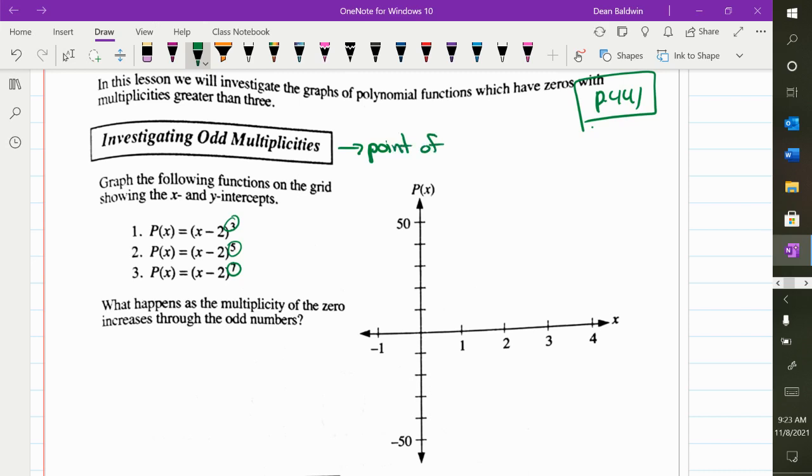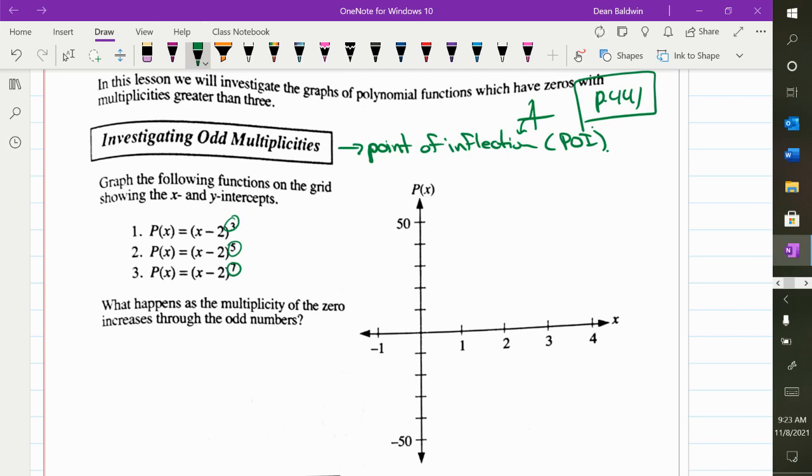Point of inflection, the POI. All right? It's those things that look like this, come up, and they sort of flatten out. Technically, it changes the concavity of the graph. We're not worried too much about that. We deal with that in calculus.